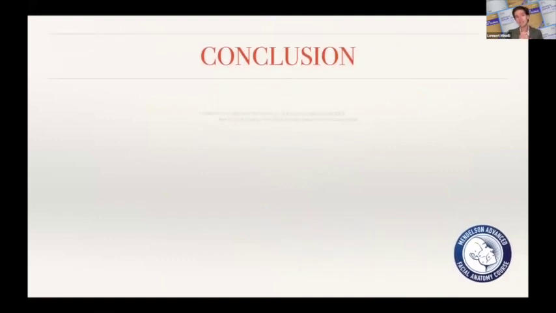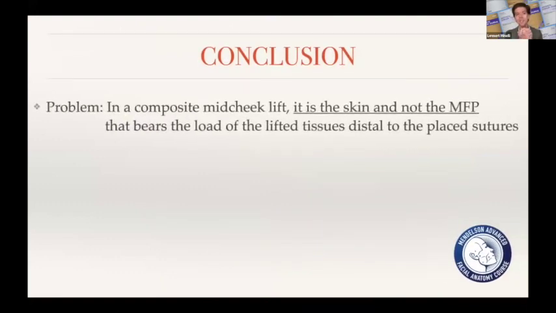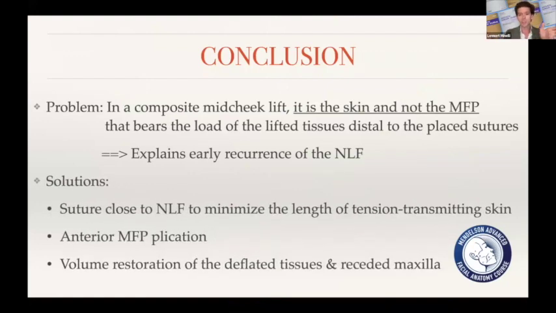So to conclude, the problem with the nasolabial fold is that in a composite mid-cheek lift, it is the skin and not the Milo fat pad that bears the load of the lifted tissues distal to the placed sutures. This explains the early recurrence of the nasolabial fold. And there are possible solutions that we proposed. One of them is the suturing closer to the nasolabial fold to minimize the length of the tension transmitting skin. Secondly, anterior Milo fat pad plications or anterior SMAS plications. And third, the volume restorations of the deflated tissues and receded maxilla.